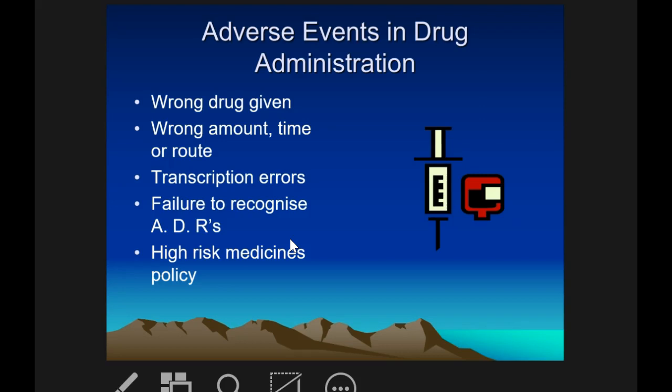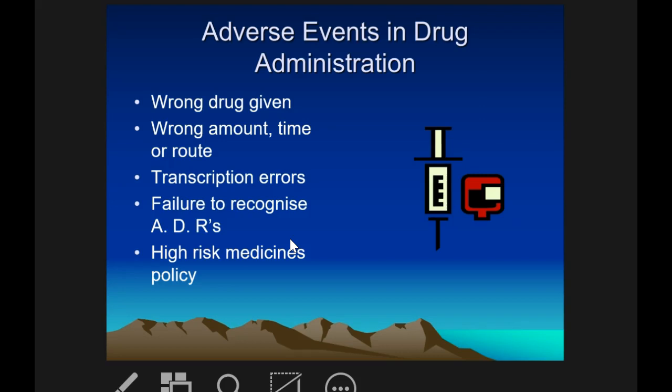So very complex area and lots of mistakes are made, and Staunton and Chiarella clearly highlight them into certain categories, if you like, things like the wrong drugs given, the wrong amount at the wrong time, it might be by the wrong route, we make lots of transcription errors, or that can occur, failure to recognise adverse drug reactions, and high-risk medications. So we'll just look at each of these in a little bit more depth.